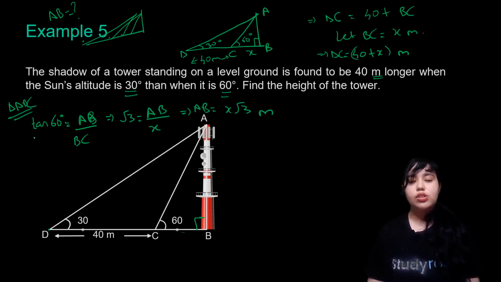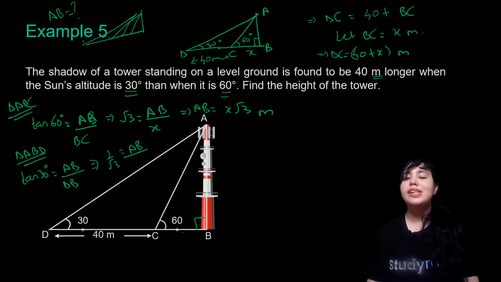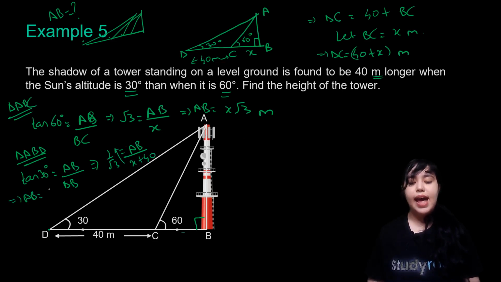Then you consider triangle ABD. That is also a right angle triangle if you see. So here again my focus is on AB only. So I'll find out tan 30 degree, that will be the side opposite AB upon the adjacent side which is DB. So tan 30 degrees 1 by root 3, it is equal to AB upon DB. Now DB is DC plus CB, so I can write this as x plus 40. If I take this over here, I will get AB as x plus 40 upon root 3.